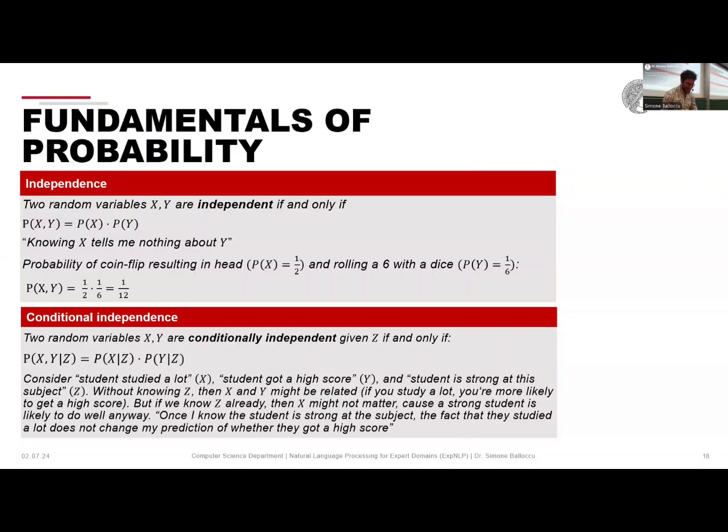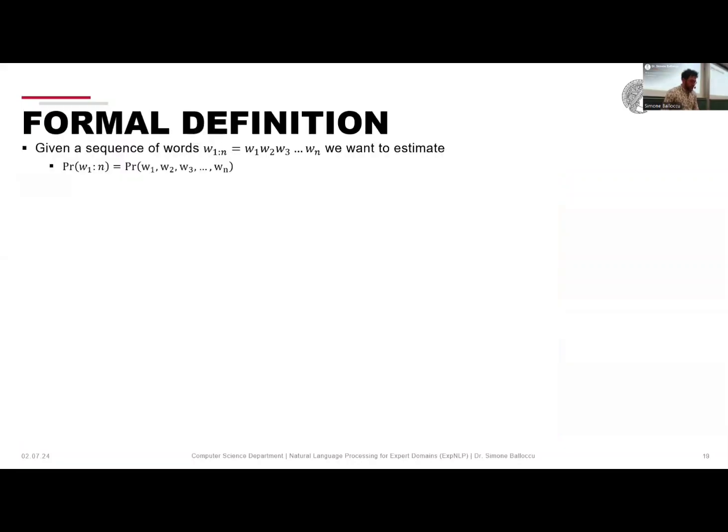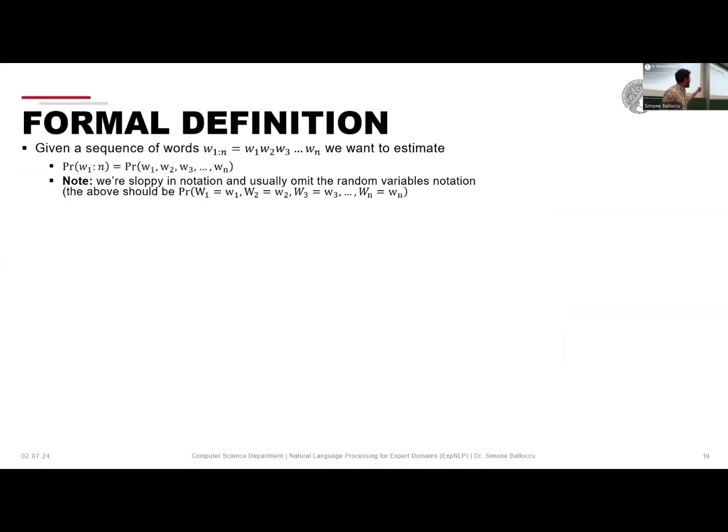Okay, so now enough with probability, let's go back to our language model. Given a sequence of words, our usual W1, W2, up to however many words you want, we want to calculate the probability of the sequence. We're sloppy in notation. It's going to be clear. We usually factorize the joint probability into a product.